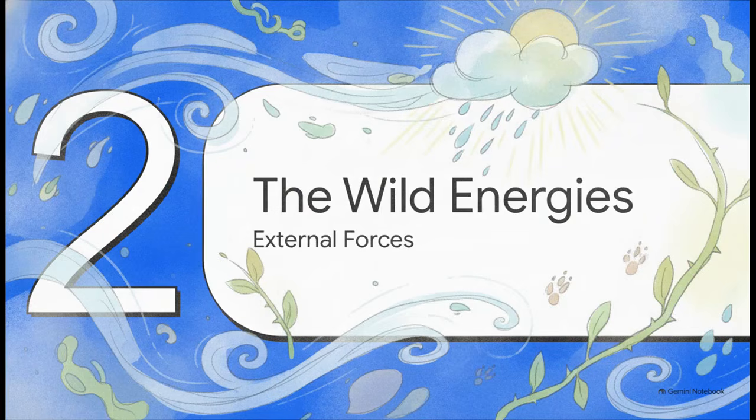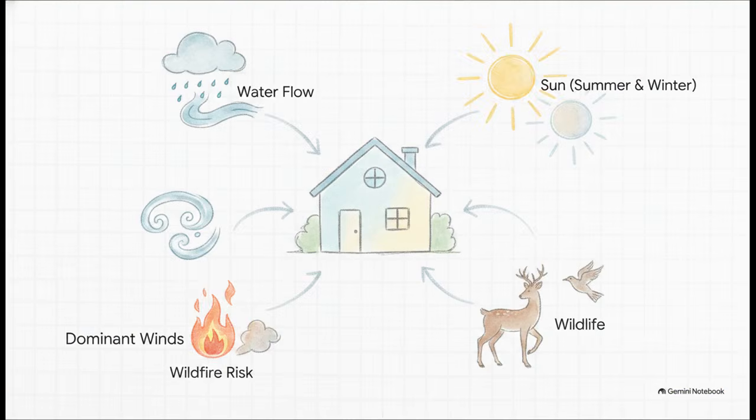Which brings us to section 2. Let's officially meet these wild energies. You know, the uninvited guests that are showing up on your property, whether you roll out the welcome mat or not. Mollison categorized these external vectors into what he called wild energies. What are they? Well, they include the seasonal paths of the sun, and we mean both the scorching high summer sun and that much weaker low winter sun.